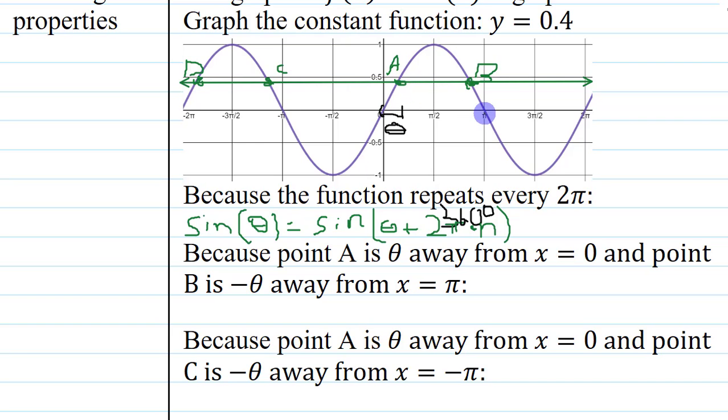Now let's look at B in comparison to pi. So here's pi, and then B went over this amount. This amount right here that B went to the left is also theta. It's kind of a cool property of sine. And since I went positive direction over here and I went negative direction over here, I'm going to call this negative theta.